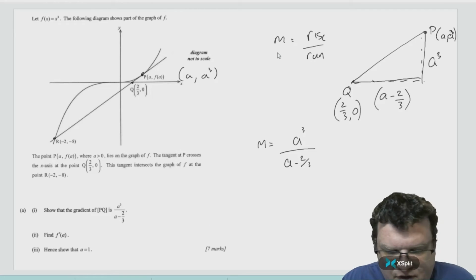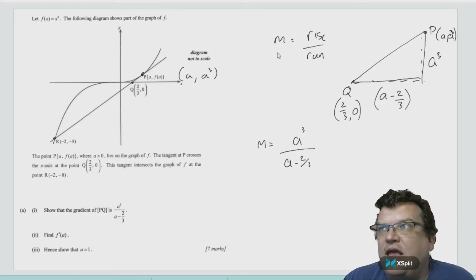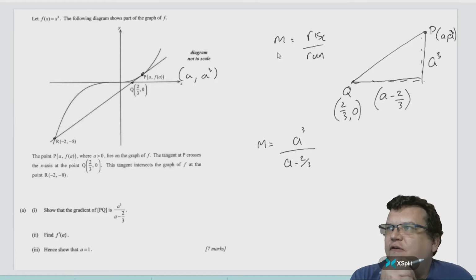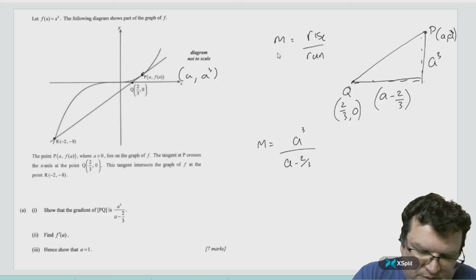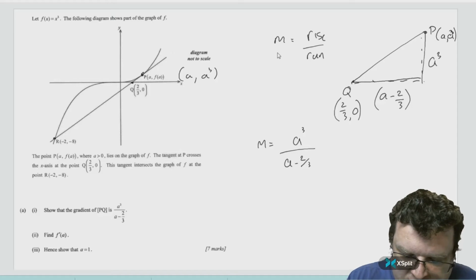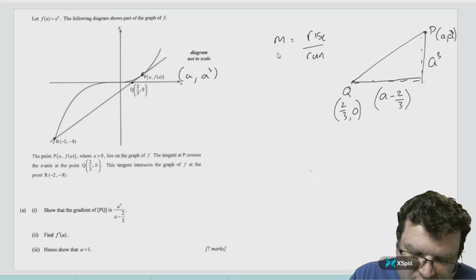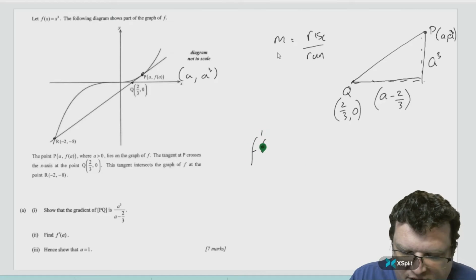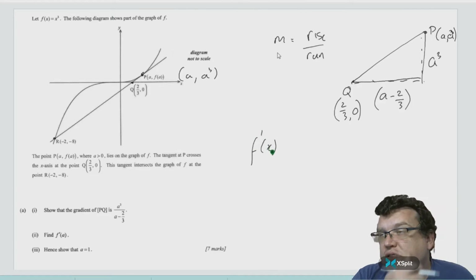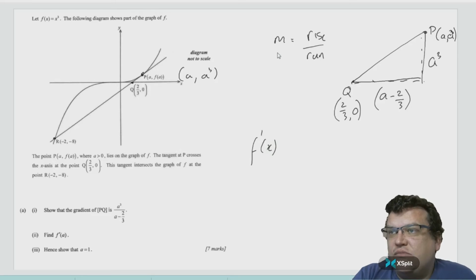Next, we're asked to find f prime of A. Well, this is the gradient function, remember? F prime, the gradient function. I'm just going to make a little bit of space here so I can get all this on one page. Now, I'll start off by f prime of x. Remember, A is a constant, and so I don't want to directly evaluate f prime of A.